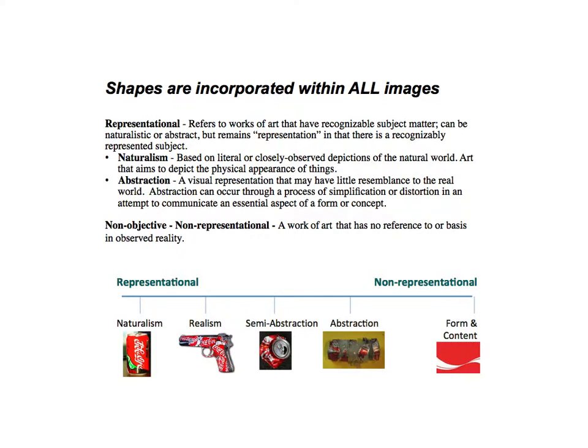Thinking back to project 2, shapes are a part of all images, whether representational, which refers to a work of art that has recognizable subject matter. It could be anywhere from naturalism, based on literal or closely observed depictions of the natural world, or abstraction, a visual representation that may have little resemblance to the real world, or it could be non-objective or non-representational, meaning that it has no reference to observed reality.